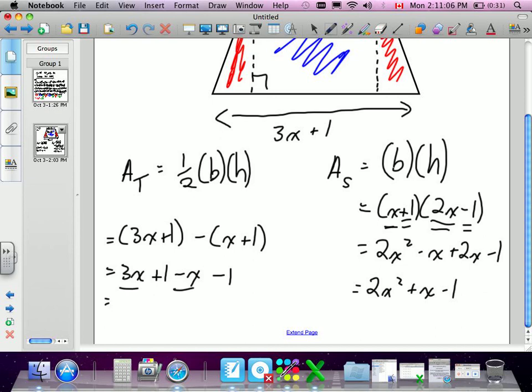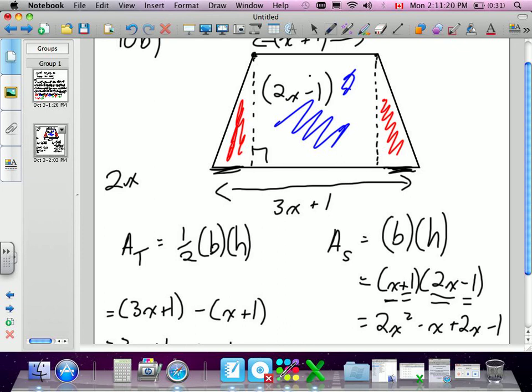Simplify, so collect our like terms. 3x minus x is 2x. 1 plus negative 1 is 0. So both of these bases together are going to equal 2x. So how much is each base? It will just be the distance of x. So each base of the triangle is just x. So I will be substituting x in for the base, and the height of the triangle is right there.